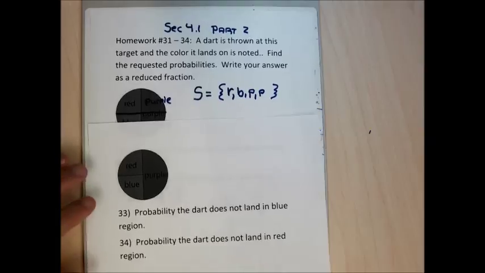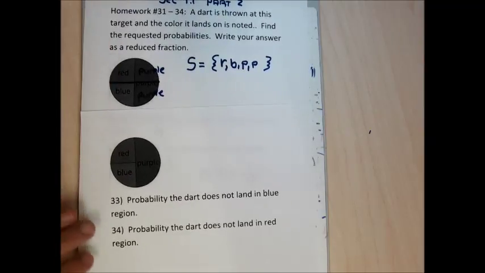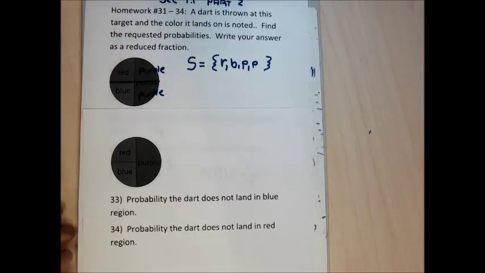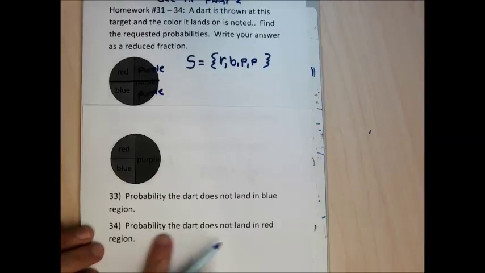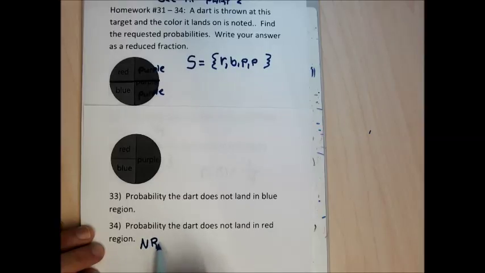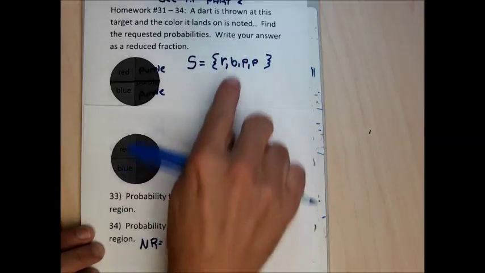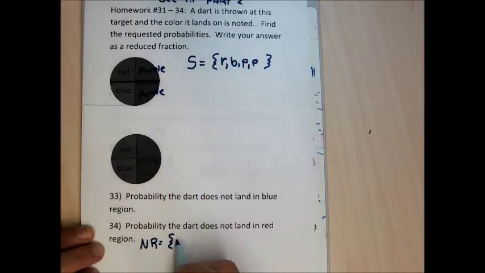For 33 and 34, it asks a not. For my 34, the probability that the dart does not land in the red region, I'm going to create a subset of the sample space. I'm going to call it not red. The elements in the sample space that are not red are the blue and the 2 purple regions.